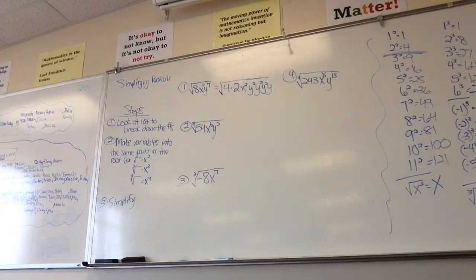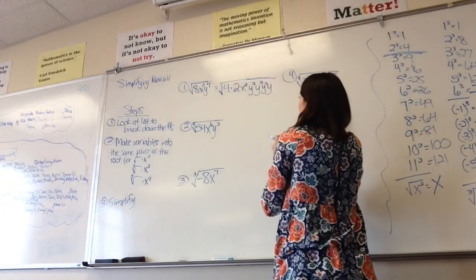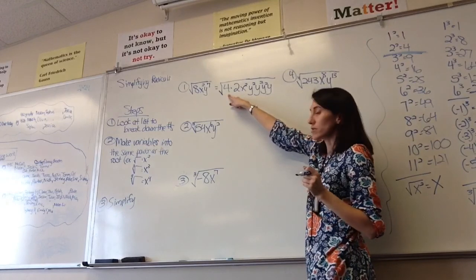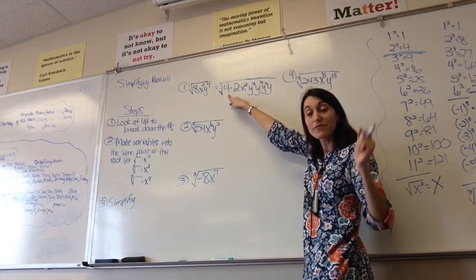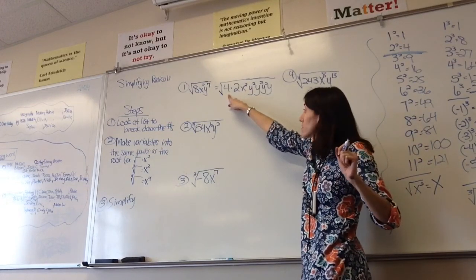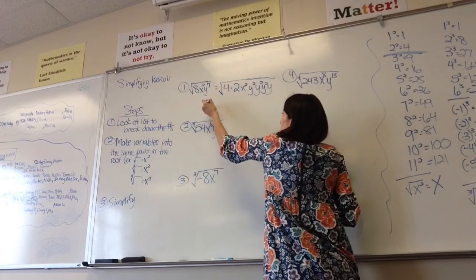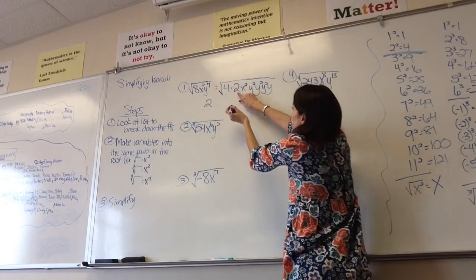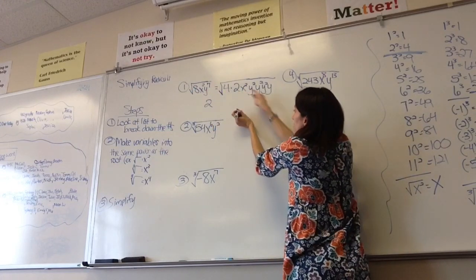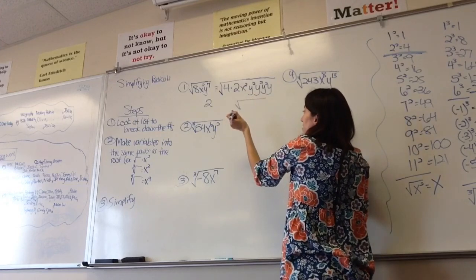Okay. You'll probably be confused until we get through a couple more so you can see what we're doing. So I'm going to simplify this one. Do we know the square root of 4? Yes. 2. If you can tell it to me, where does it go? On the outside. Do we know the square root of this 2? No. So it stays on the inside.